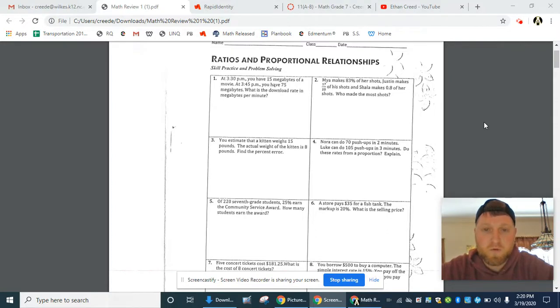Okay, so if you look on this screen, we are going to start with the first page. One of the pages here starts with number one: at 3:30 p.m. you have 15 megabytes of a movie. If you will, locate that page right now, and we'll get started here in just a moment.